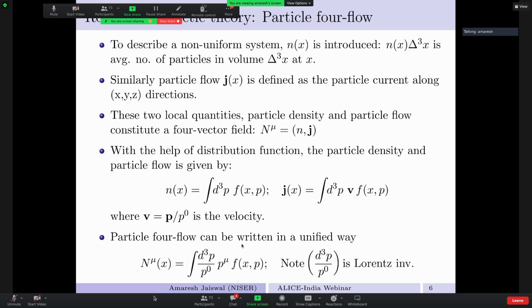So particle flow can be combined together. These two quantities can be combined to write it like this. And automatically you see that a d3p by p0 appears, which is a Lorentz invariant momentum integration measure. So owing to this fact, we can see immediately that n mu is a particle 4 current. It's a 4 vector, because p mu is a 4 vector, d3p by p0 is a scalar, and f is a scalar. We will see the consequence of demanding f to be scalar later.